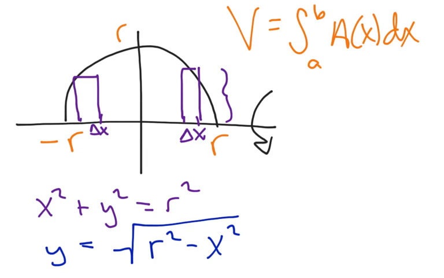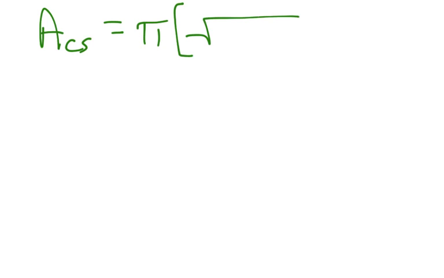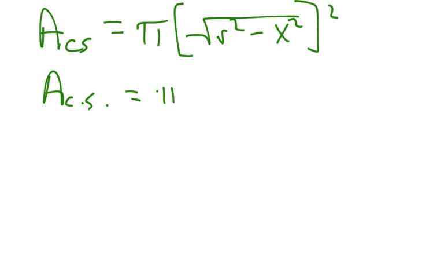And since when we revolve and see what we form, as we said, we're going to see discs, and so the area that we're finding right here, the area of our cross-section, is just the area of a circular disc, which of course we know is going to be pi times radius squared. And so, in this case, our radius is going to be the function root r squared minus x squared. So the area of our cross-section is going to be pi times the square root of r squared minus x squared, quantity squared. But of course the square and the square root are going to cancel, and so we're going to be left with pi times r squared minus x squared.